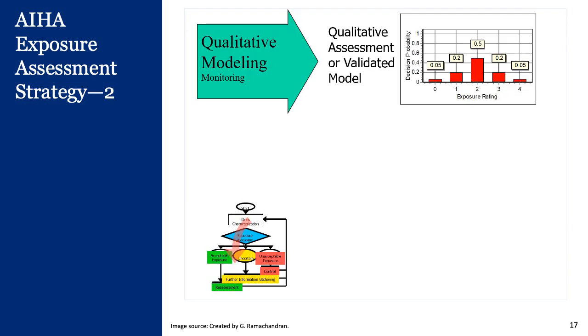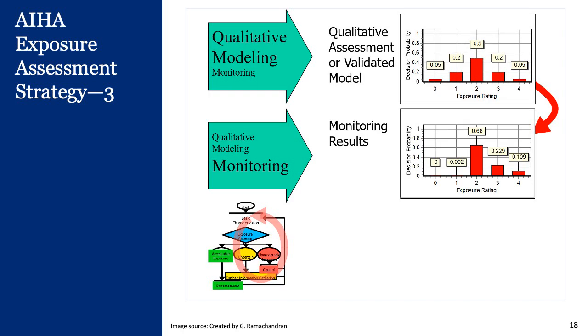So the first time when you go around the AIHA strategy, we typically use qualitative assessments and modeling and maybe even professional judgment to assess exposures. And so your qualitative analysis could result in a decision chart as shown here, where we are saying that the highest probability is in category 2. So it's 50% probability that the exposure 95th percentile is located in category 2.